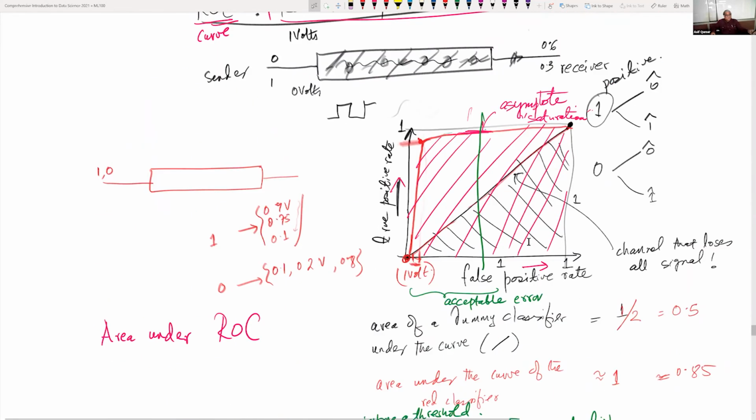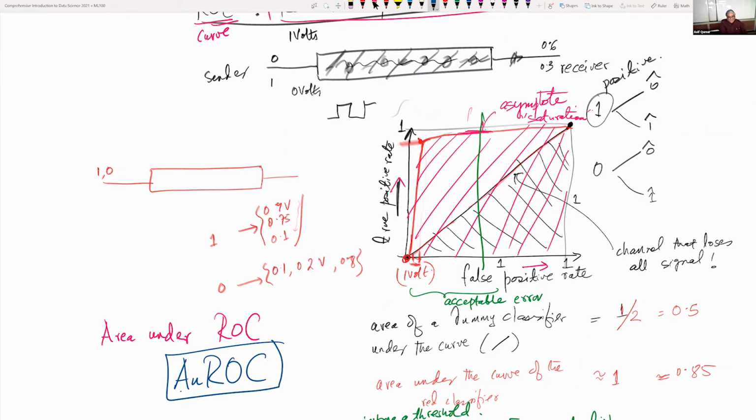Did I put that thing there? Yeah, I should mention that there's a name for it. It is AU-ROC. It is usually written like this: capital A, little u, capital R-O-C. In the literature, you'll find it written like this: area under ROC curve.